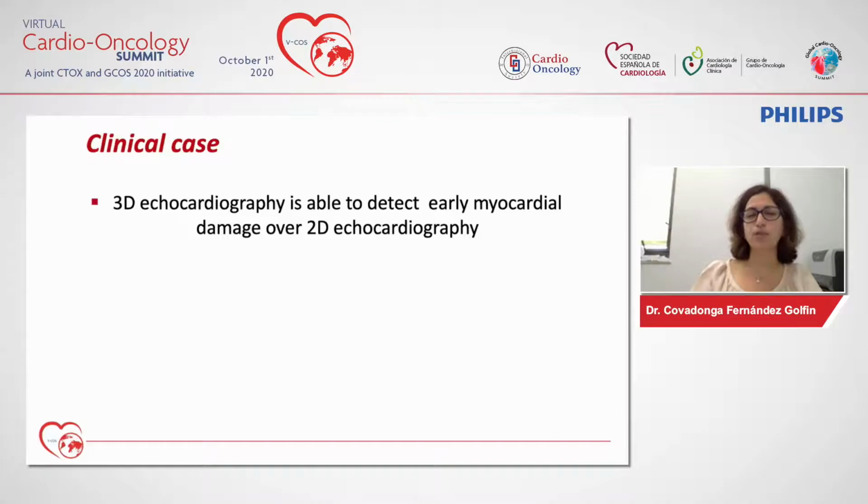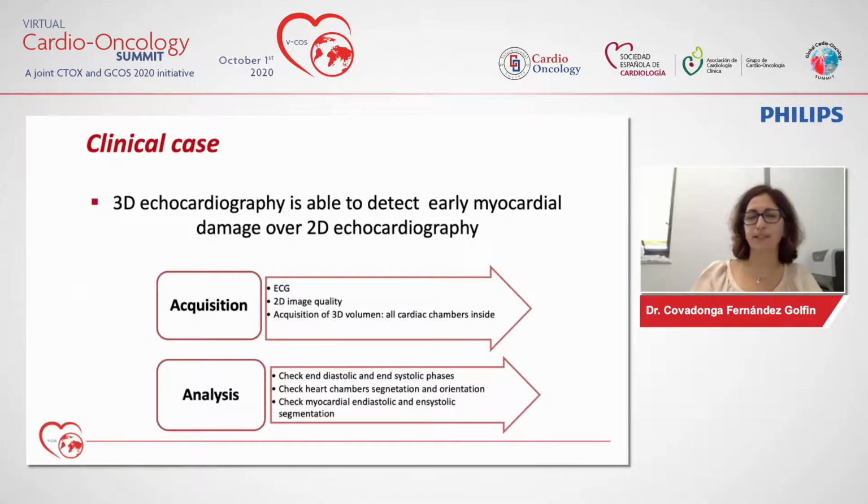Just two issues regarding 3D echocardiography and how to implement it in our clinical practice. Make sure that you make a correct acquisition and a correct analysis. Acquisition is important in 3D echo. We need to be aware that we have to have a good ECG signal. We need to have a good 2D image quality. If we don't have a good 2D image, we're not going to have a good 3D image.